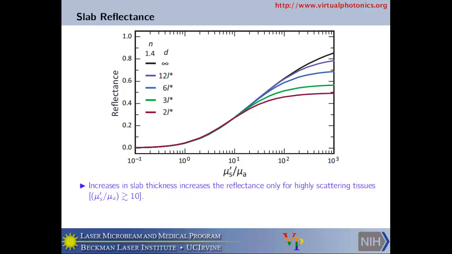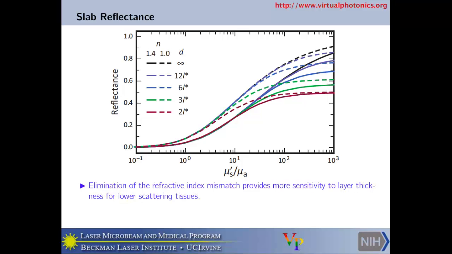So here is now plotting reflectance as a function of slab thickness, as a function of optical properties. So you see that you're not going to get a lot of reflectance for highly absorbing slabs, and actually you're very insensitive to slab thickness from a reflectance measurement, even for tissues where your ratio of scattering to absorption is 10, which is a fairly reasonably scattering tissue. It's only beyond that that you actually start to see sensitivity in your reflectance to the slab thickness. Okay? And you see changes with refractive index mismatch.